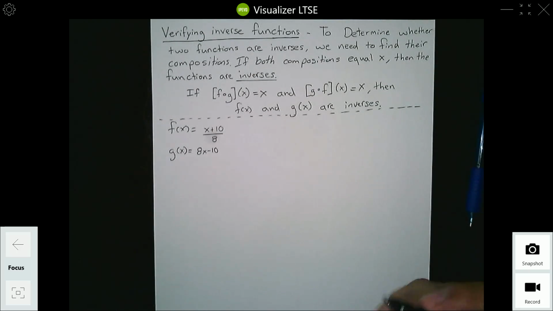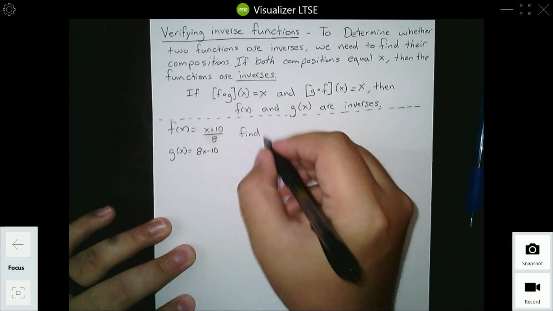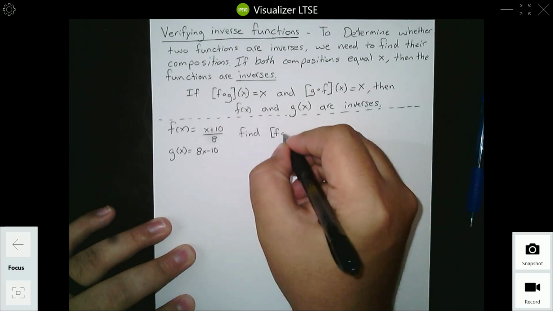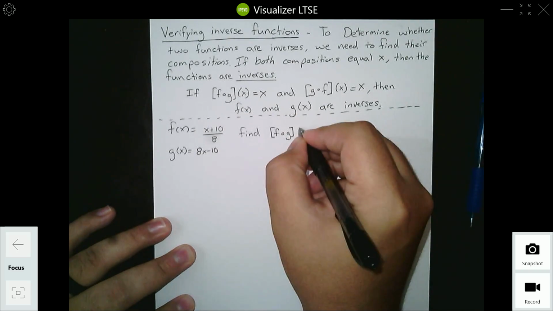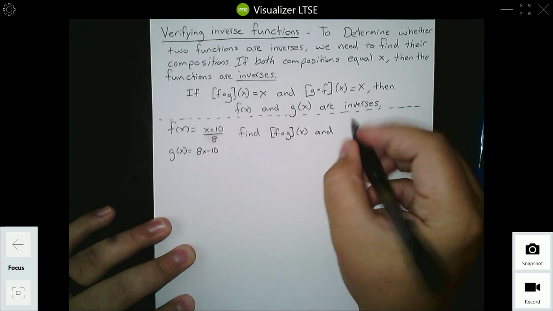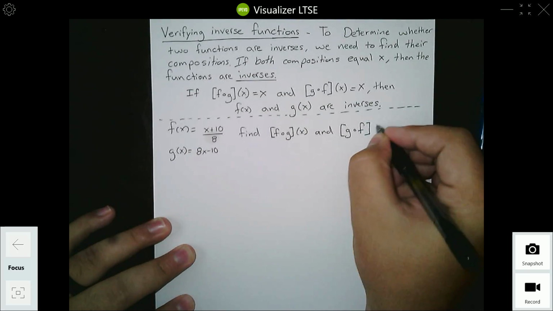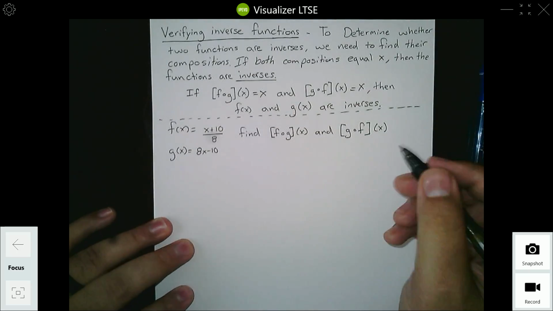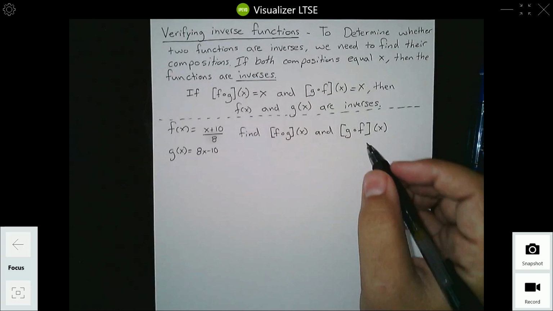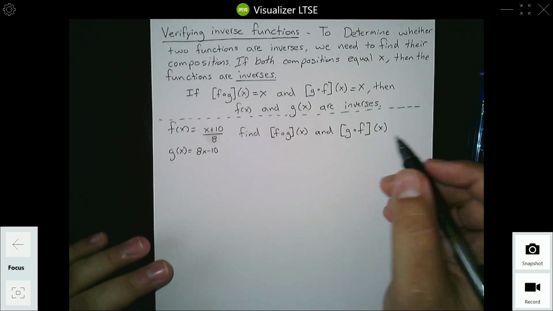So how do we solve this, or how do we set this up? The first thing we want to do, I'm going to write this out. We want to find f of g of x, and then we want to find g of f of x. Once we find these two things, we can verify whether they're actually inverses of each other. So let's work that out.